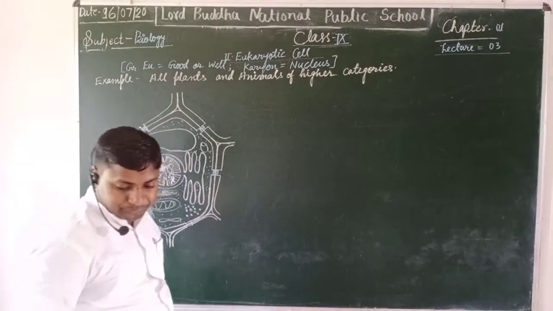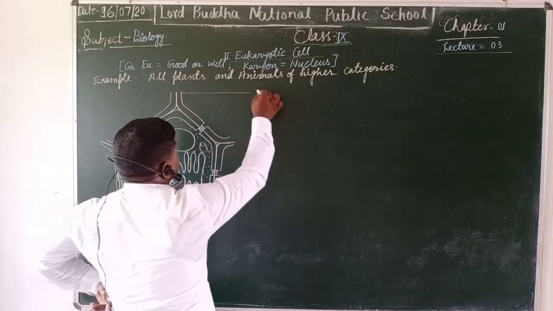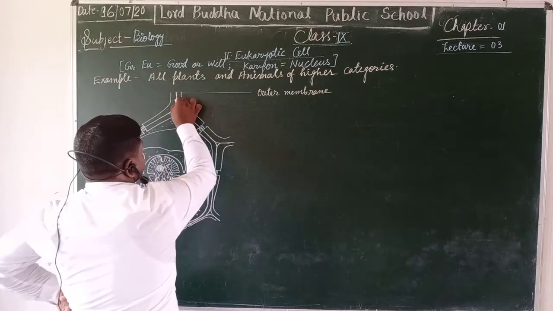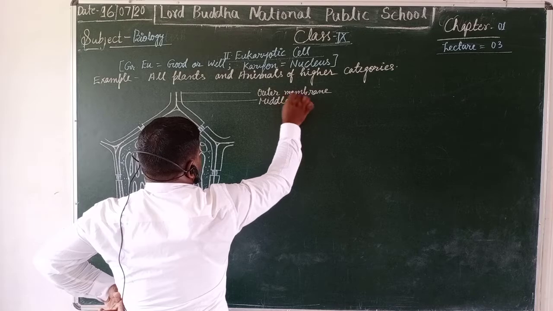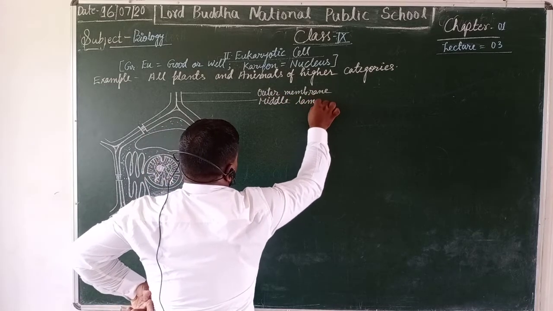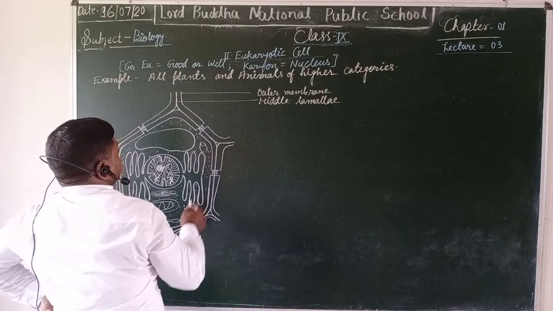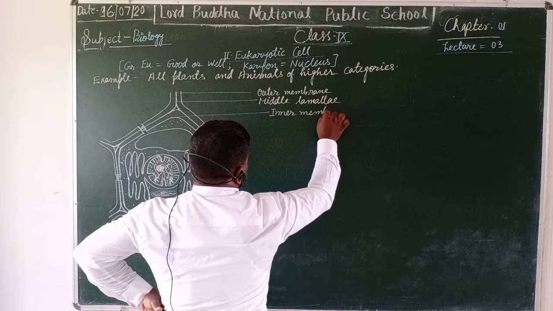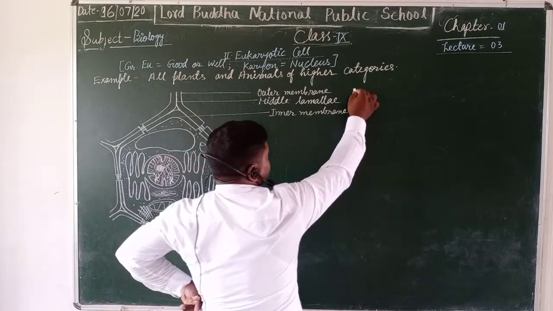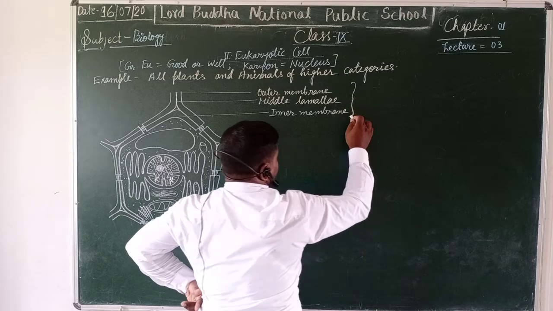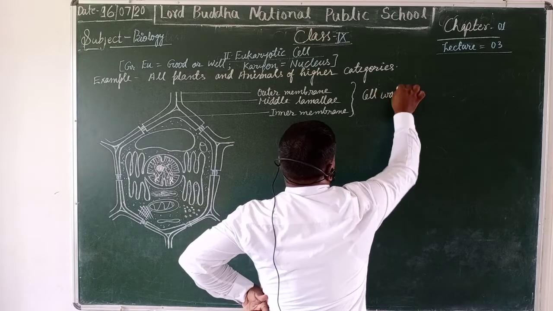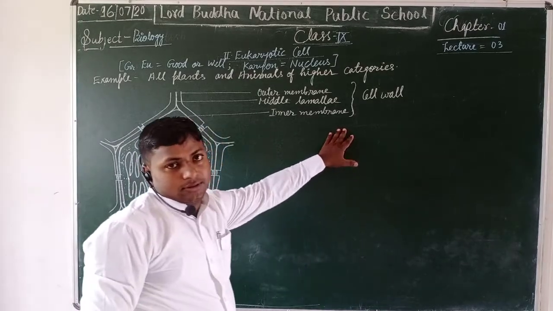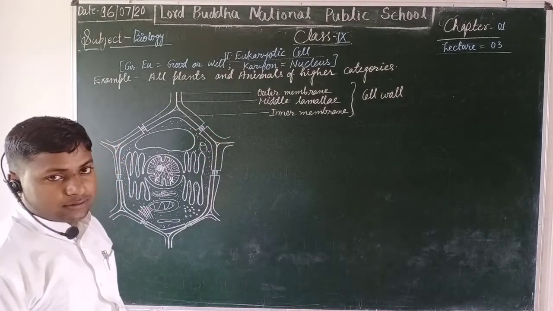These are plasmodesmata. Outer membrane. Middle lamella, also known as middle lamella. And inner membrane. These three membranes unite to be called the cell wall, and this is the very peculiar feature of the plant cell, the presence of the cell wall. It is the most differentiating characteristic of the plant cell.